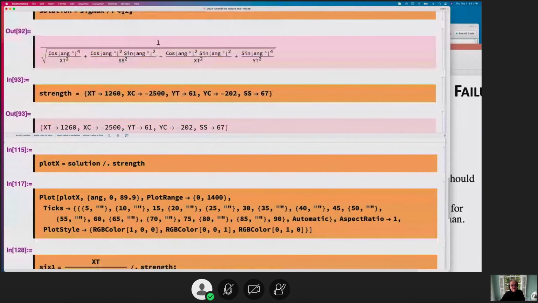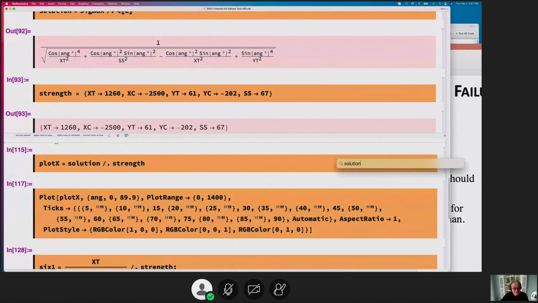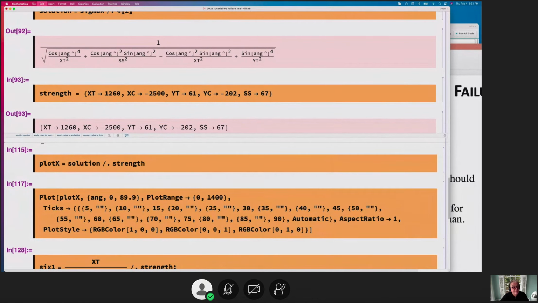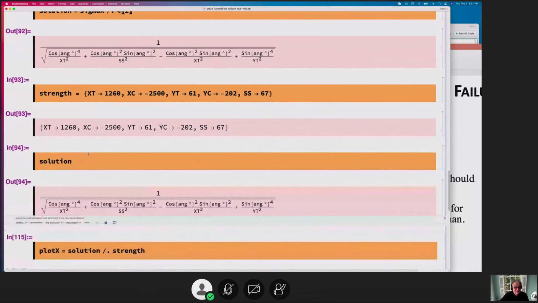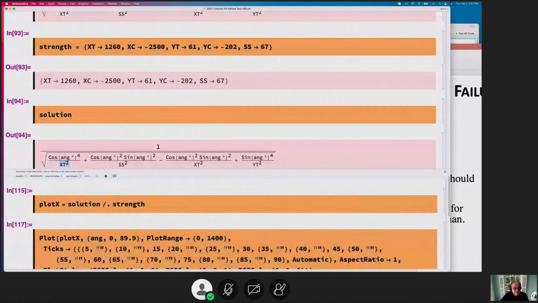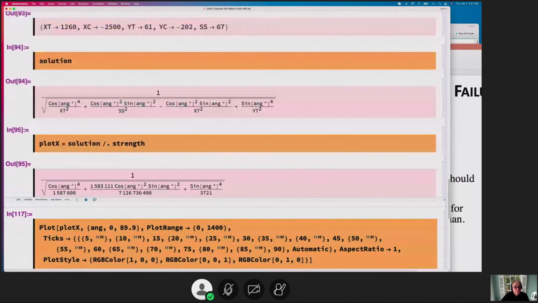Then I take the solution. This is my solution again, just in case. I need to place it here. This is the solution. And I substitute the XT, YT, and the SS into this solution, and rename the resulting equation plot x. And if I do that, plot x comes out to be a function of only angles.